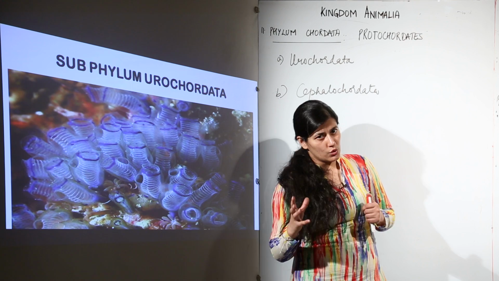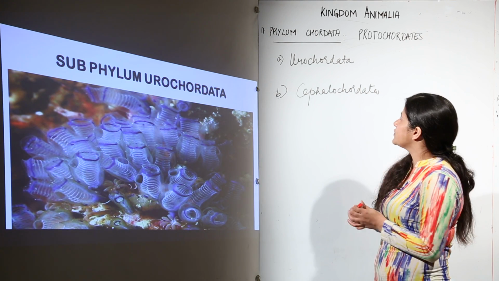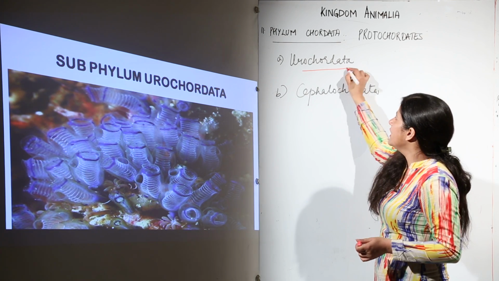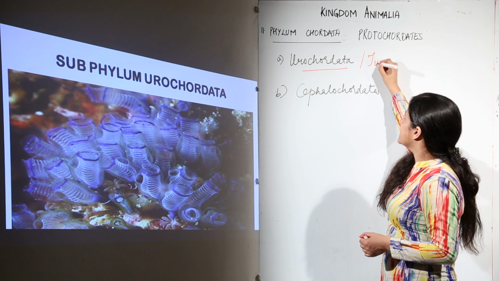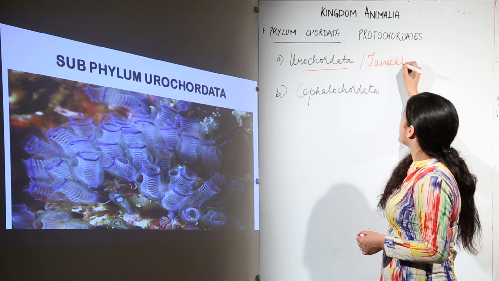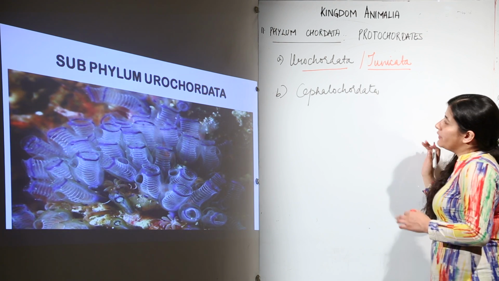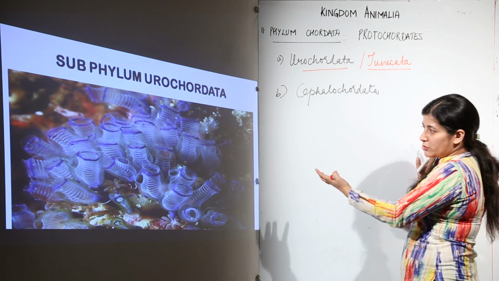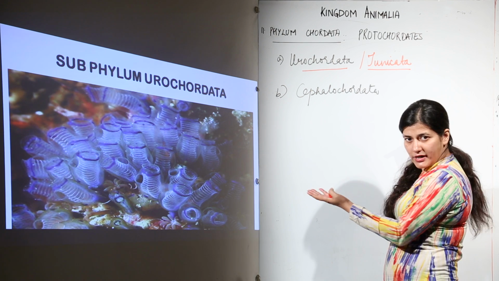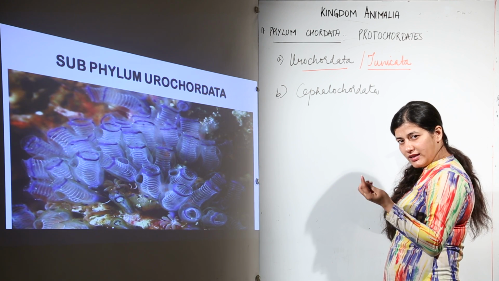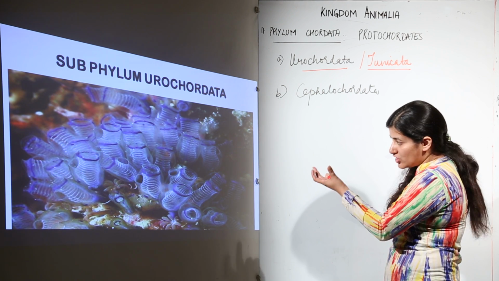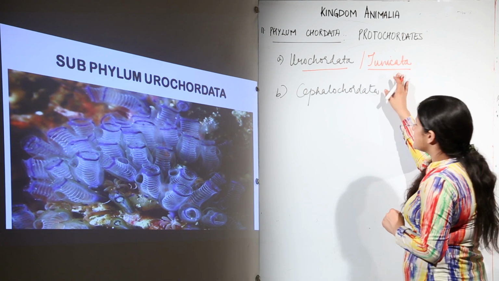Now we have two subphylums in protochordates. One is Urochordata, whose other name is Tunicata, and the other one is Cephalochordata. In the case of Urochordata, these are urochordates present on the sea floor, and they have a flask-shaped body, as you can see over here, hence the name Tunicata.